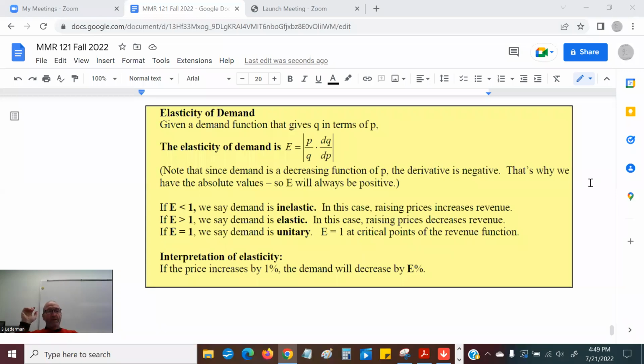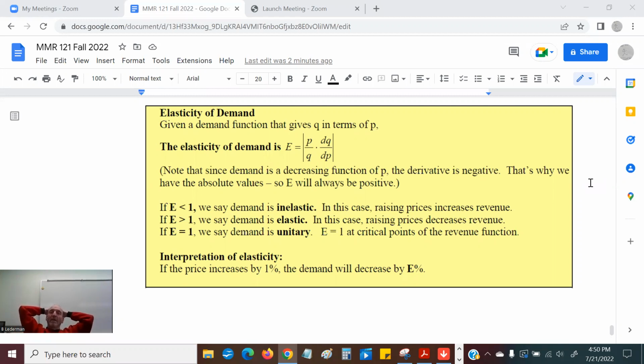Hi, everybody. This is the next part of section 2.10, and this is a topic called elasticity of demand, very useful in business. If you have a demand function that gives Q in terms of P, usually every demand function we've seen so far wrote P as a function of Q, but we need one which has it the other way around, which is easy to get.